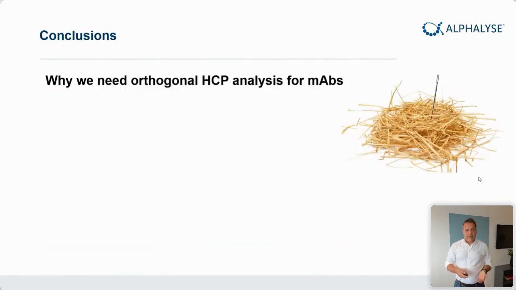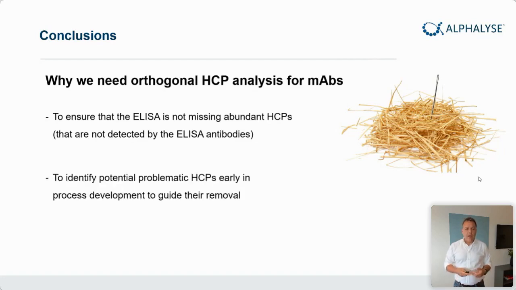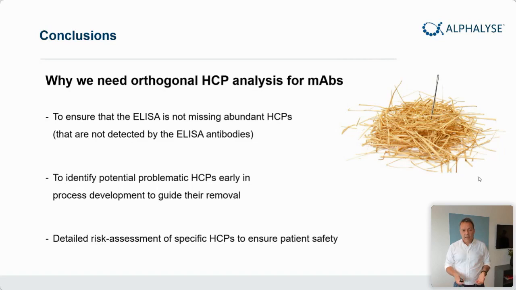And I think that answers the question why we need orthogonal HCP analysis for monoclonal antibodies, because you want to ensure that the ELISA is not missing out abundant HCPs. So that's one reason, to just be absolutely sure that you don't have HCPs in your drug substance that can cause you problems. You also like to identify potential problematic HCPs early on, so you can go back and do process development and thereby remove or limit the amount of these specific HCPs. And you can do detailed risk assessment of specific host cell proteins to ensure patient safety.